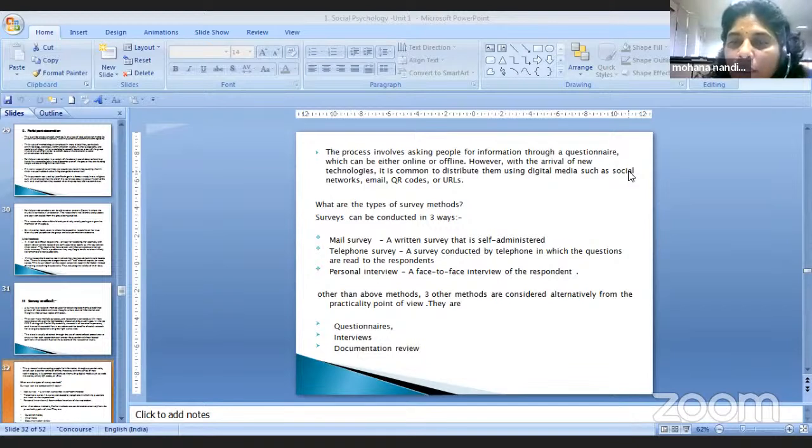We can get the respondents and the personal interview. It's a face-to-face method. We can sit and ask the person. We can call it an in-depth interview. That is also one method we can do. Other than the above methods, we do have questionnaires, interviews, and documentation review. We'll discuss the three methods in this section.